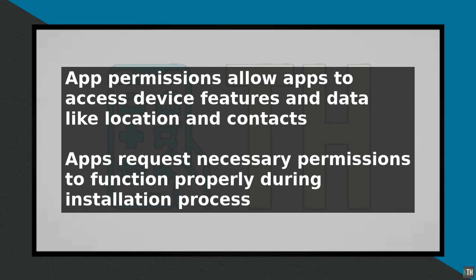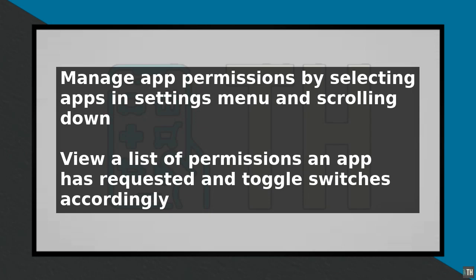To manage app permissions on your Android device, go to the Settings menu and select Apps. From here you can view a list of all installed apps on your device. Select the app you want to manage and scroll down to the Permissions section. In this section you will see a list of permissions the app has requested and whether they are allowed or denied. To allow or deny a permission, toggle the switch next to it.